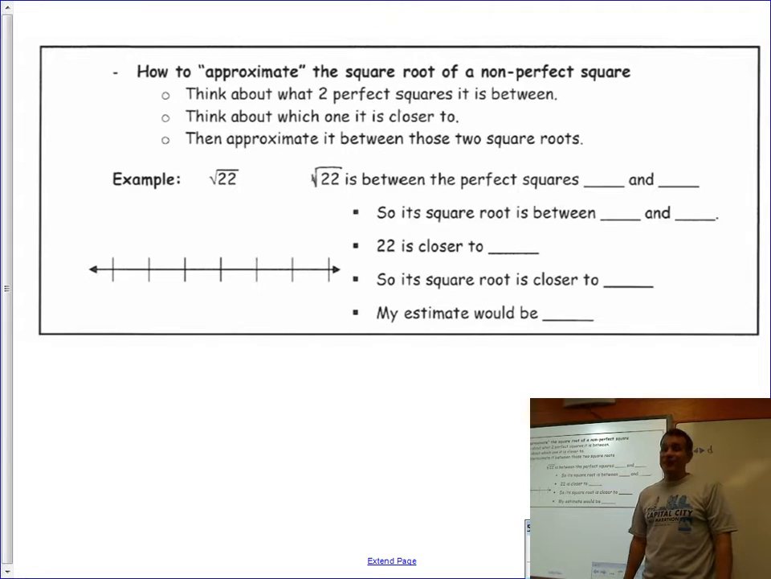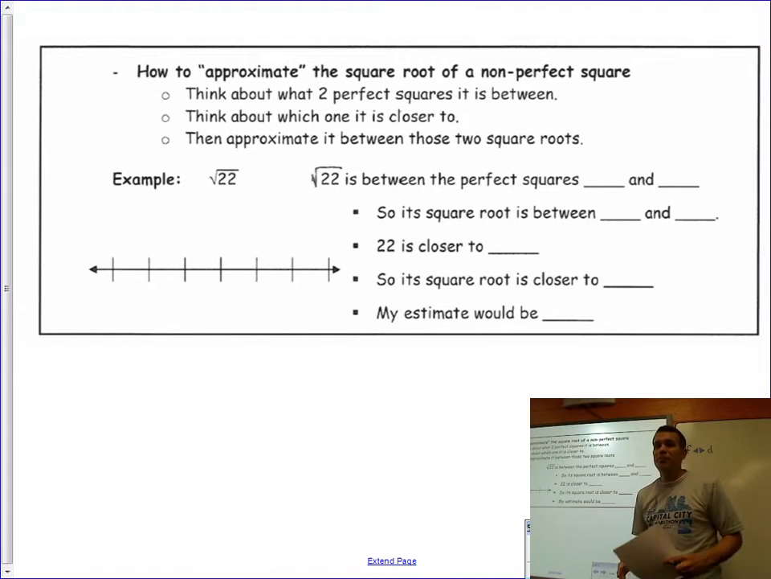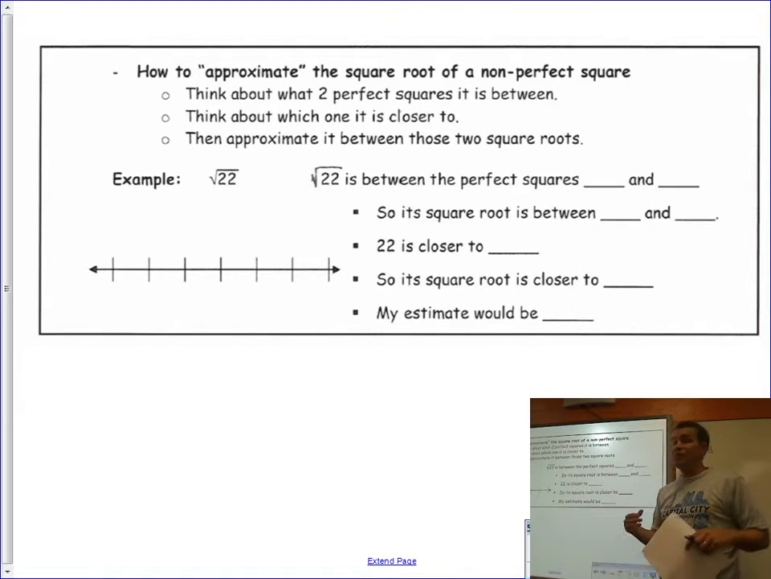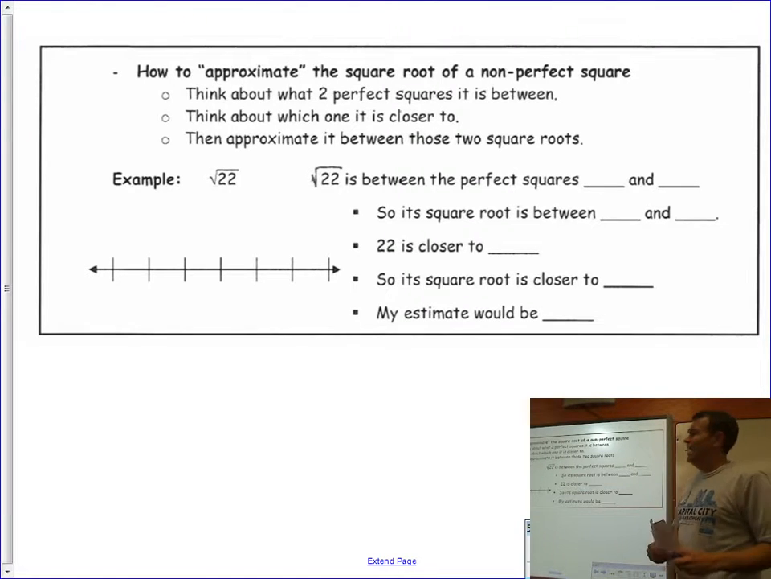So here's how we do it. I have this little process. It's not that hard. The first thing you want to do is think about the two perfect squares that your number is between. And again, that gets to how well do you know your perfect squares. Think about which one it's closer to and then estimate it. I've done an example here to show you how to go through those steps.